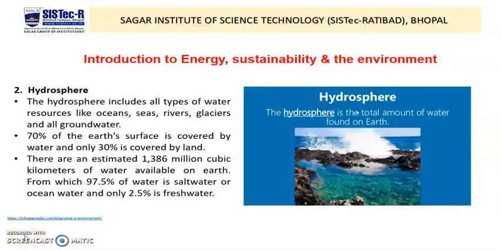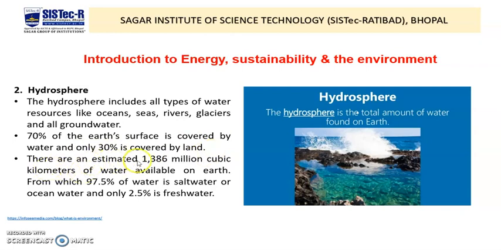Second physical component is hydrosphere. Hydrosphere includes all types of water resources like oceans, seas, rivers, glaciers, and all groundwater. 70% of the Earth's surface is covered by water and only 30% is covered by land.